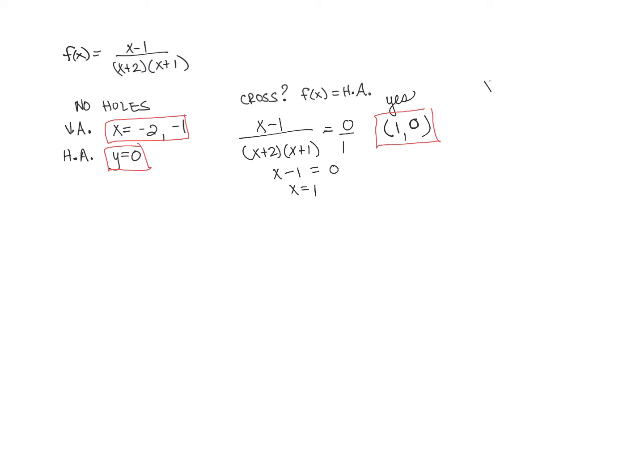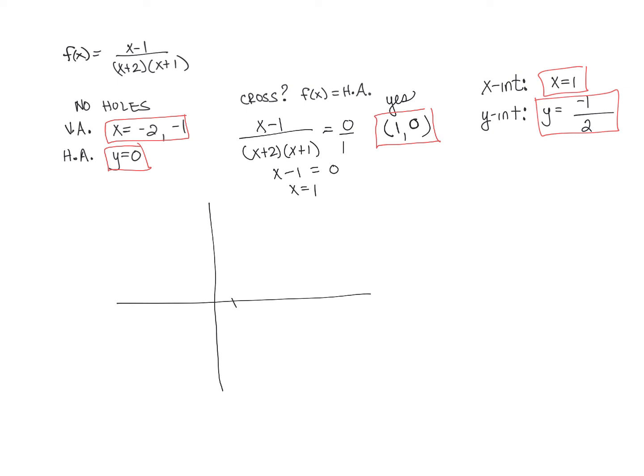We still would like to find our x-intercepts. To do that, we set the function equal to 0. Well, we just did that, and we got x equals 1. To find the y-intercept, we let x equal 0. That will give us negative 1 on the top, and 2 times 1, or 2, on the bottom. And so now we have 2 intercepts as well. So let's take a look at what this would look like.